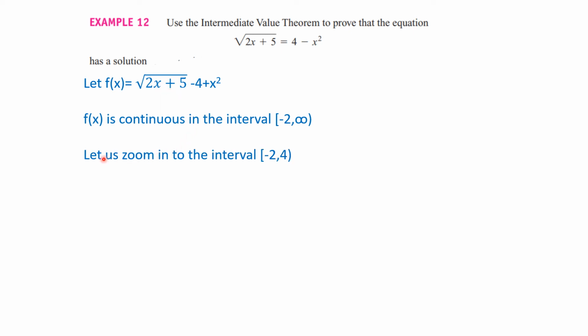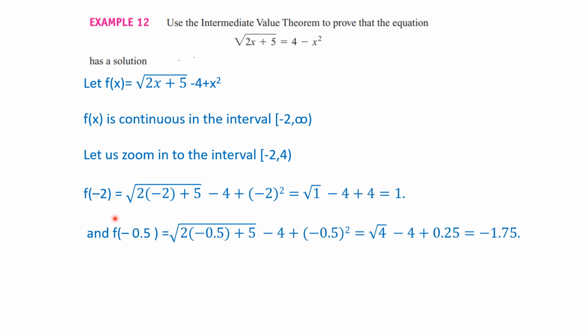Now let us zoom in to the interval -2, 4, where -2 is included. Now we will evaluate f of -2, the endpoint. F of -2, if we do the math, is going to be equal to 1. Also, we're going to evaluate another point, and for this case we will evaluate f of -0.5.